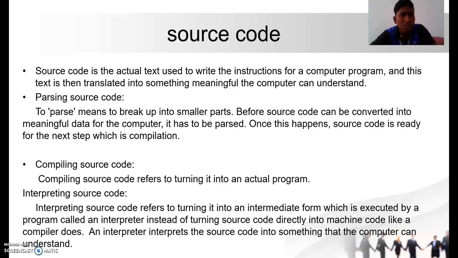Next, parsing source code. There are three: parsing source code, compiling source code, and interpreting source code. Parsing source code is breaking it up into smaller parts. Compiling source code refers to turning it into an actual program, and interpreting source code refers to turning it into an intermediate form which is executed by a program called an interpreter, instead of turning source code directly into machine code like a compiler does.